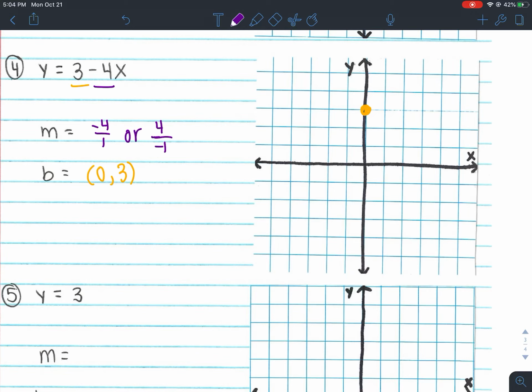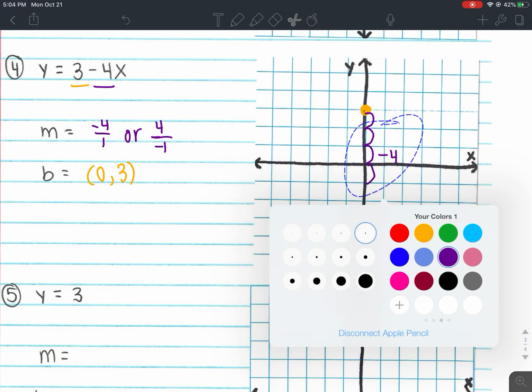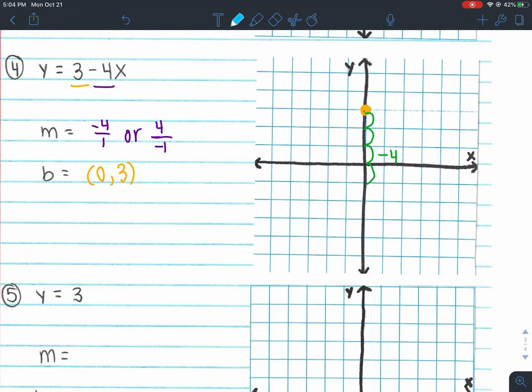And then we're going to use our slope. So we're going to go down 4. So 1, 2, 3, 4. So -4, right? And then we're going to do our run. Oops, I forgot to do this in a different color. Green. Okay, and then we're going to go run 1. So it's going to be a positive one, so it's going to be this way, and then plot a point.